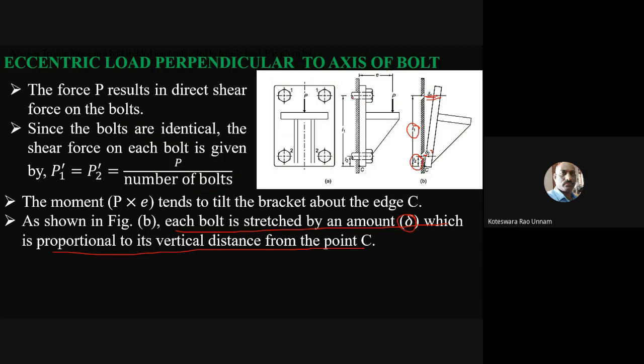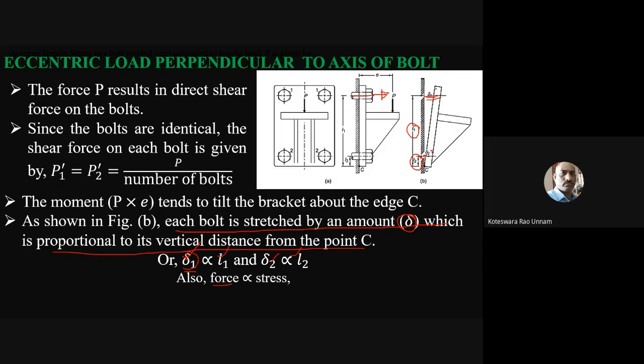We'll assume that these bolts are made of linear elastic material, so we can easily calculate the stress in them also. For that, our first condition is that delta is proportional to L. That means delta 1 is proportional to L1, delta 2 is proportional to L2, and so on. Then we also know that delta is proportional to the force.